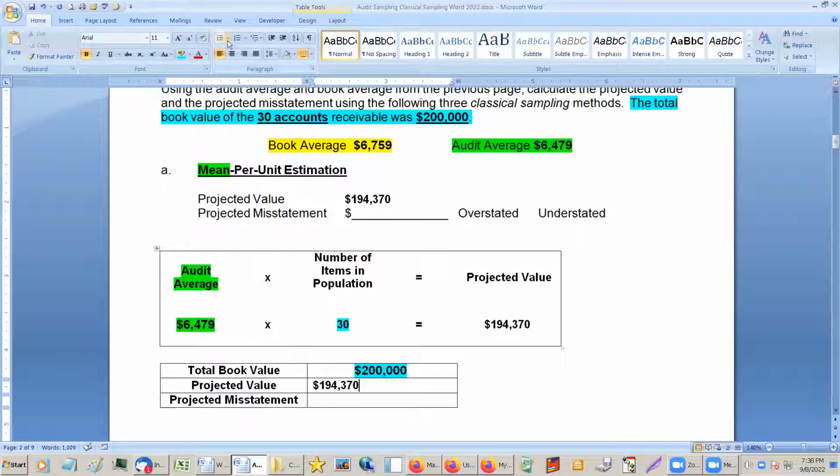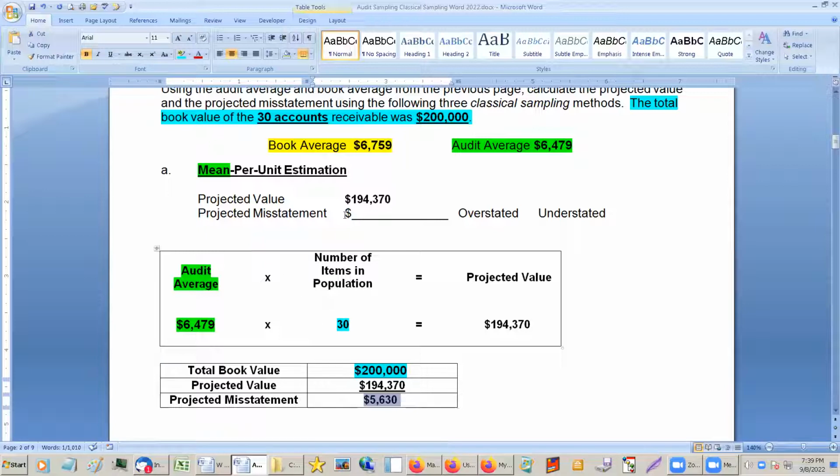The difference, the projected misstatement, is the difference between those two. $5,630. You want to check that every now and then. Say, how'd you get this number? I did it wrong. That's how I got that.